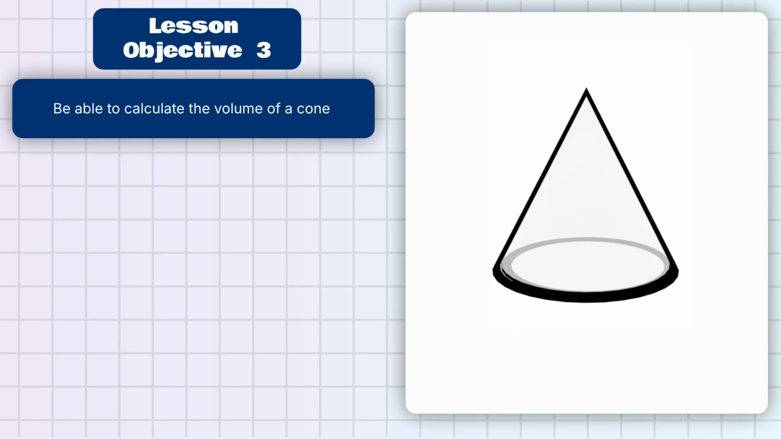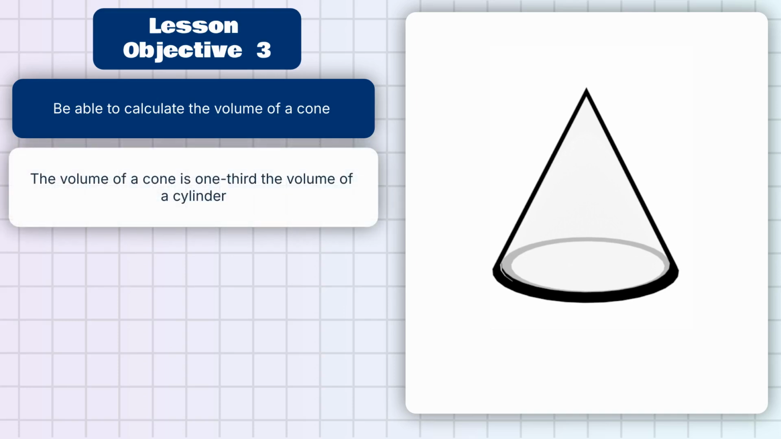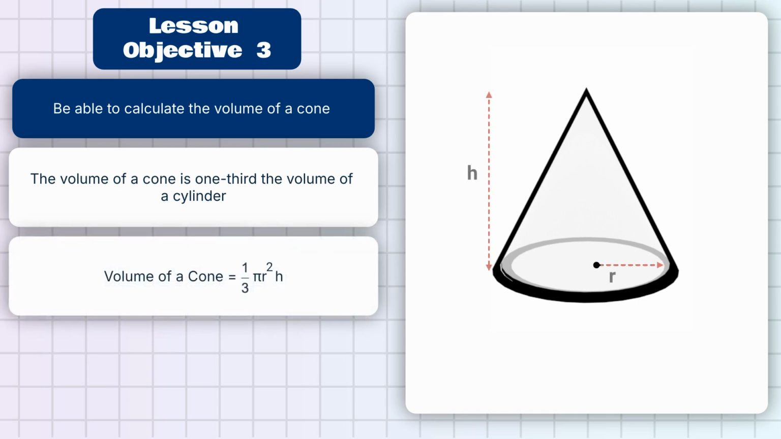The volume of a cone is similar to that of a pyramid, but in this case, the volume of a cone is 1/3 the volume of a cylinder. The derivation of this is slightly more complicated, so we will not go through it here, but feel free to search it up if interested. The equation for the volume of a cone is 1 over 3 times pi times r squared times h, where r is the radius of the cone's circular base and h is the height of the cone.